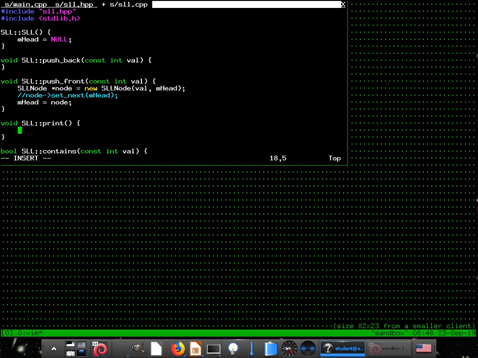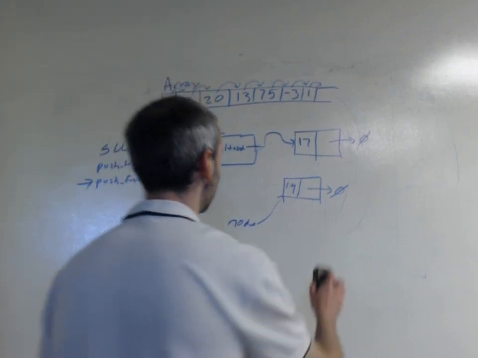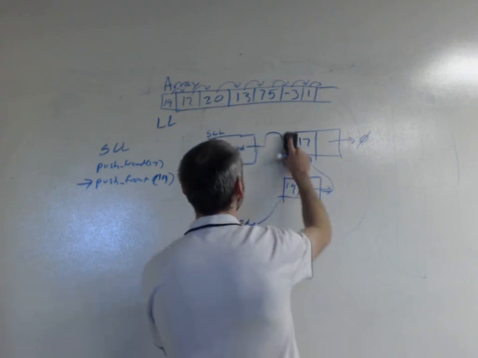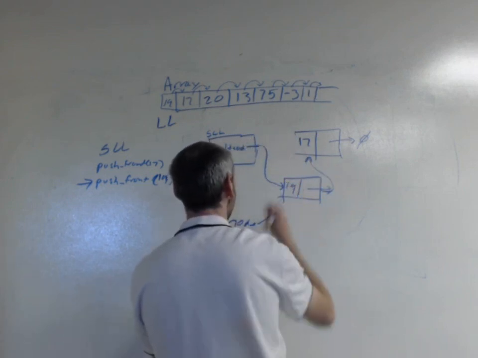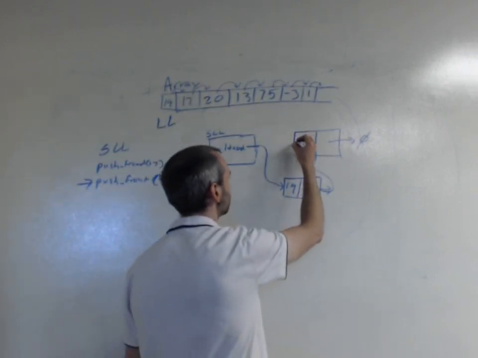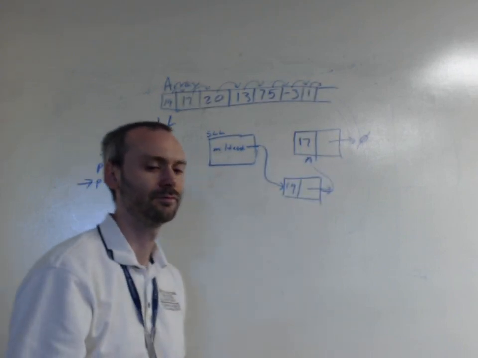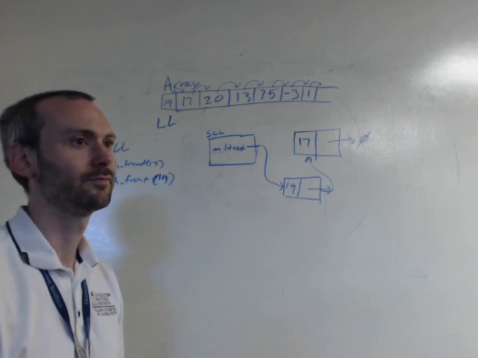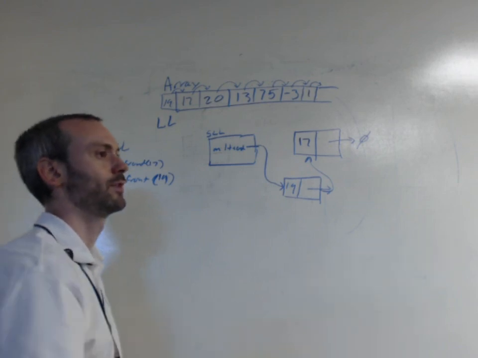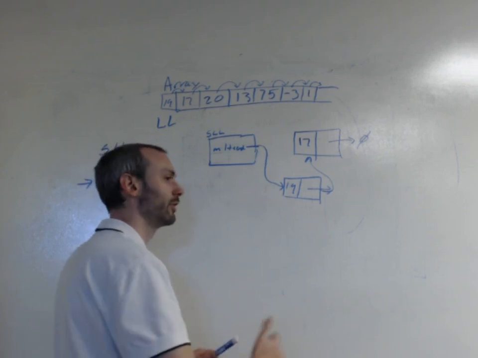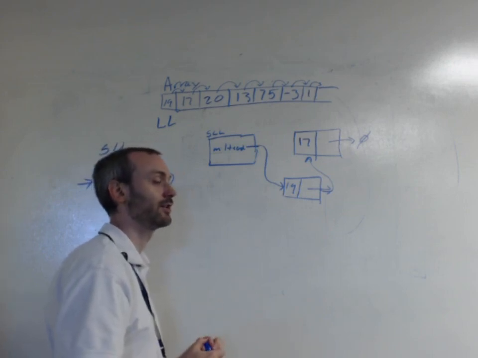All right, how are we going to print this thing? We had mhead point here. How do we print? We've got to figure out a way to cycle through all the nodes. Correct. The word they like to use is traverse, but you're correct. So how are we going to traverse the linked list?